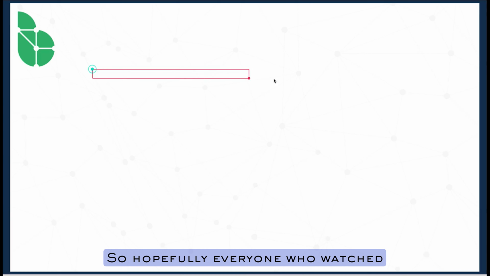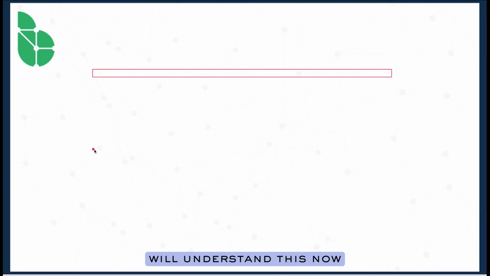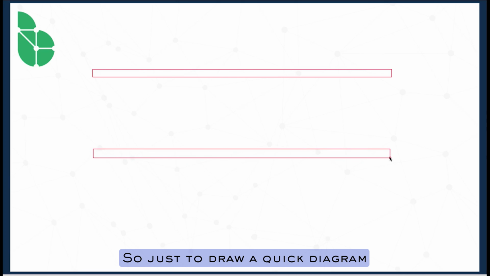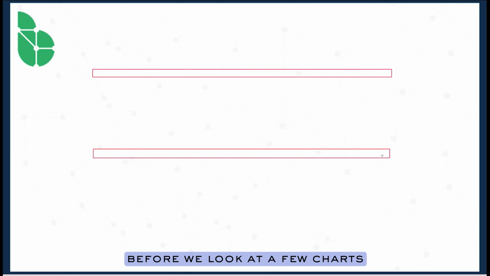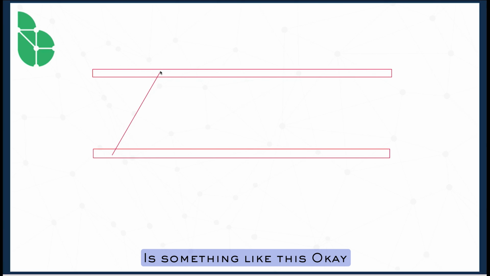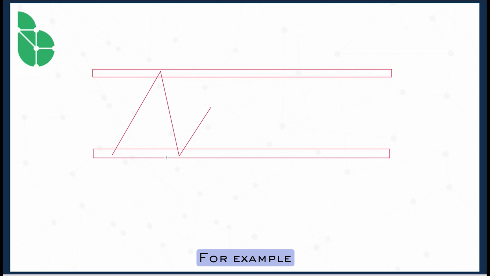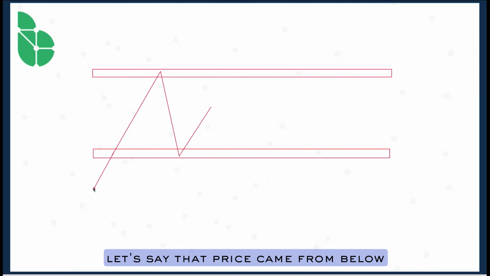All right, so hopefully everyone watched the liquidity pool video and will understand this now. So just to draw a quick diagram before we look at a few charts. A significant swing level is something like this. You have a swing low here, for example. Let's say the price came from below.